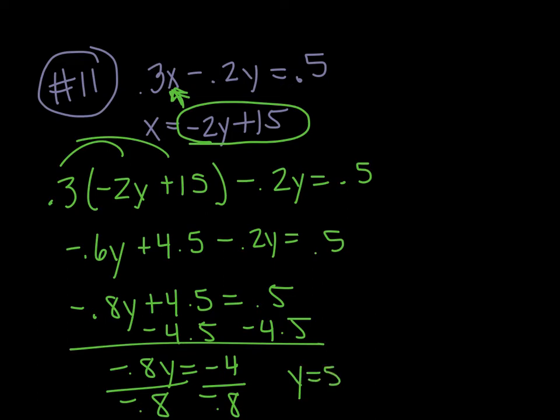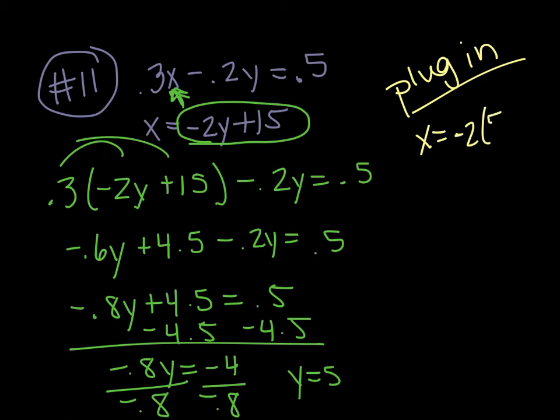And then we need to plug in to get your x value. So yeah, it doesn't matter necessarily which equation you plug in, but in this case, I'm going to plug into the bottom one. So negative 2 times 5 plus 6. So negative 2 times 5 is 10. Plus 15 equals 5. So in this case, x and y are actually the same value.